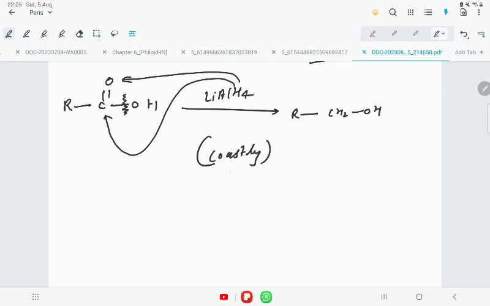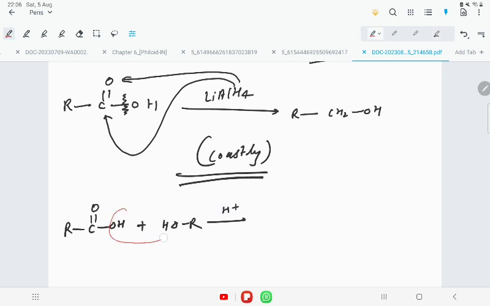So what you do, firstly we convert it to ester. Suppose it is RC double bond O and here is OH and you are treating with the alcohol ROH in presence of H plus. What is going to happen, this is going to form ester. So the product which you are going to get is R, C double bond O, here is O and R. This compound is called ester.